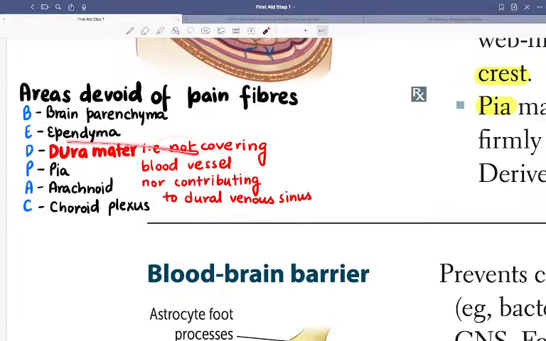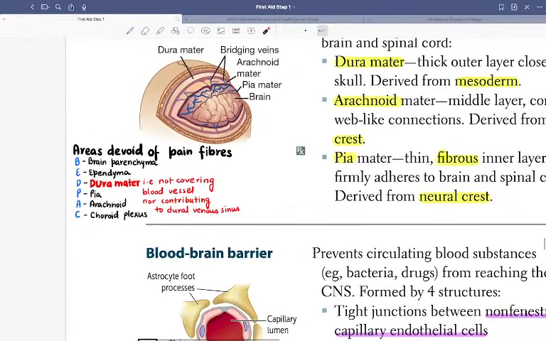Brain parenchyma is also devoid of pain. Pia mater is devoid of pain. Arachnoid is devoid of pain. Choroid plexus is devoid of pain. Ependyma. BEDPACK. So brain parenchyma, ependyma, dura mater that does not cover the blood vessels and dural venous sinuses. P is going to be pia mater, A is arachnoid, C is choroid plexus. Okay, so this is done.